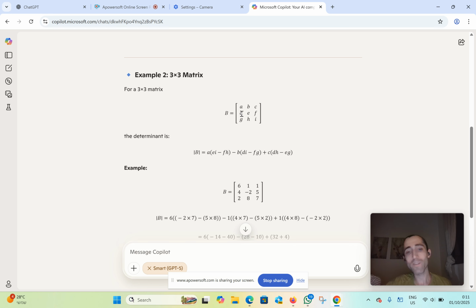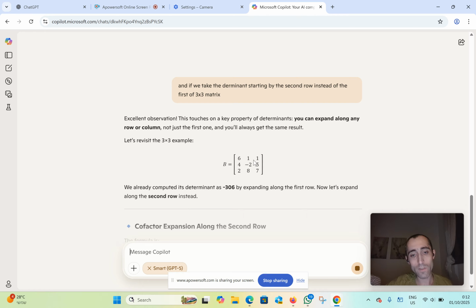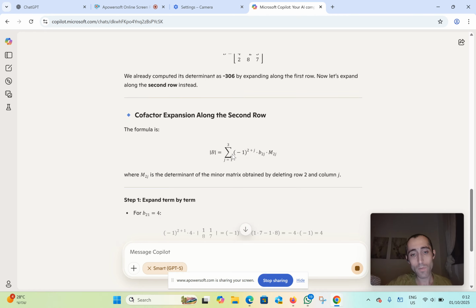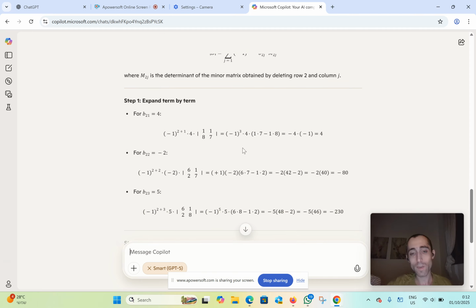Now, if we start by the second row, we will start instead by minus and then plus. Let's see how it goes. If we take the determinant starting by the second row instead of the first of a 3 by 3 matrix, we'll see the change. Now you see that we start with minus. So instead of just taking the first argument, we will start with minus.